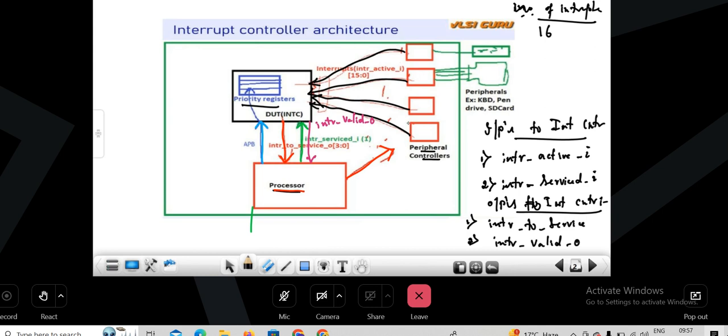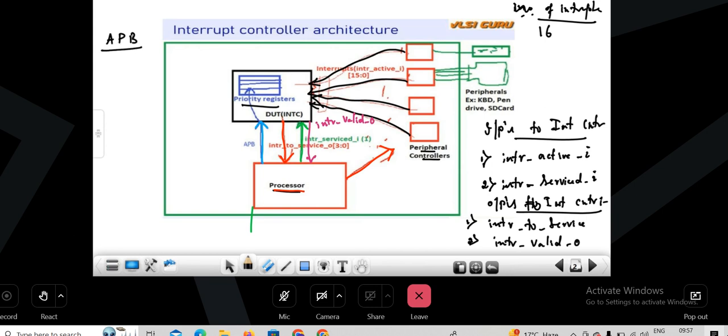Now did you understand, out of 4 signals, for what? Interrupt controller. One is interrupt active, which is 16 bits, 15 down to 0. Interrupt to service is 3 down to 0. And then interrupt service is scalar and interrupt valid is scalar. These are the signals of the interrupt controller. Correct?